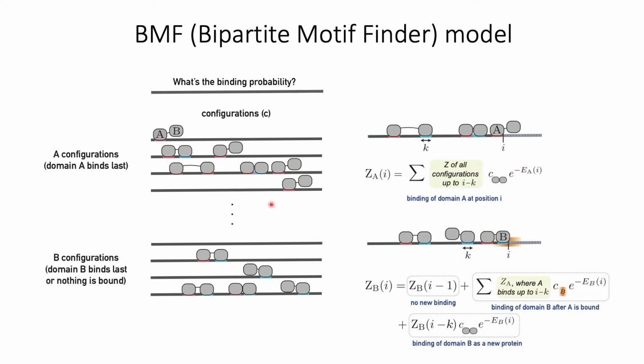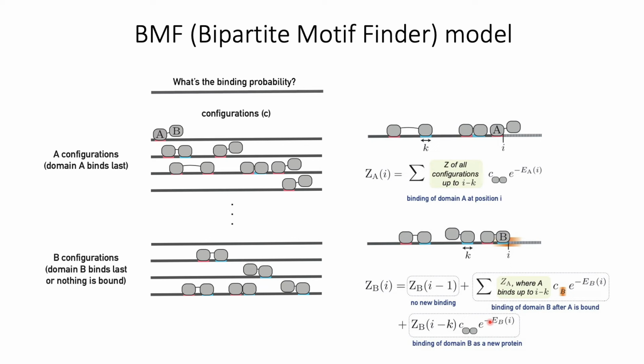It's similar for B configurations, with the exception that we can have a couple of different things happening. Either nothing new is binding, so we fall back to the probabilities up to I minus 1, or we have the domain B binding, which completes the binding of domain A. So we have here the concentration of domain B, which depends on the distance. Or we have a domain B binding as a new binding event, which is similar to what we had before: the probabilities up to I minus k times the Boltzmann's law, which shows the probability of domain B binding.